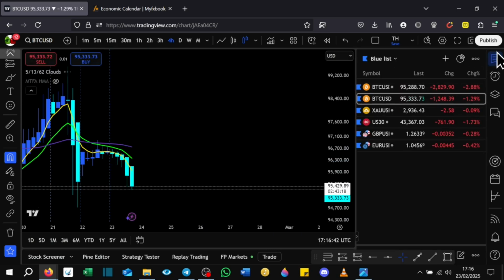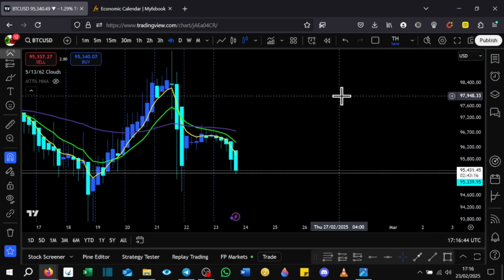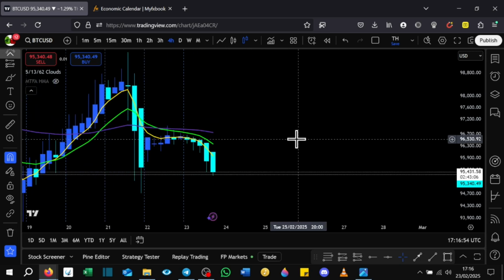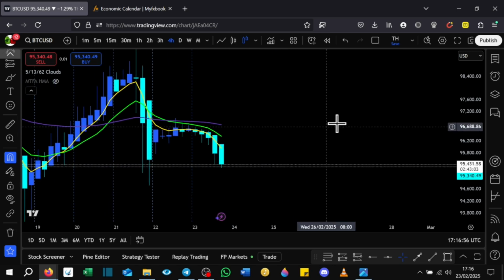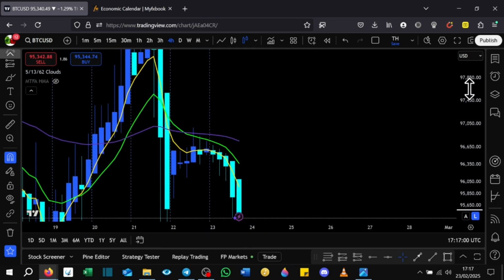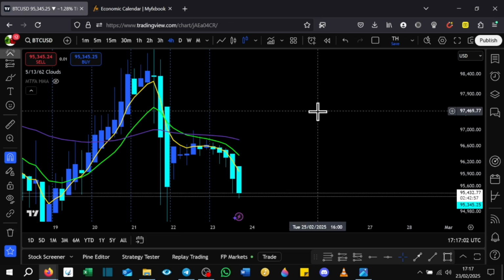now with Bitcoin. We are on Sunday, but obviously crypto is 24 hours a day, 7 days a week, so it's open over the weekend. I don't trade over the weekend. I like to recharge and do what I've got to do. But there was an opportunity to short Bitcoin off the 62 EMA, right?